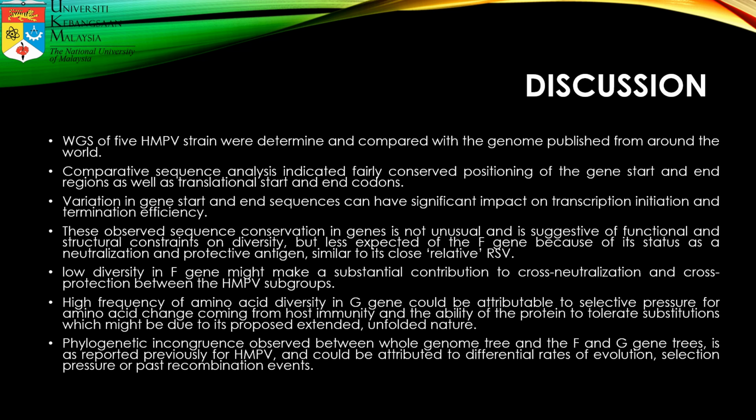For the G gene, they could attribute it to selective pressure for amino acid changes coming from host immunity and the ability of the protein to tolerate substitutions, which may be due to its extensively glycosylated nature. Phylogenetic incongruence between the whole genome tree and the F and G gene trees has been reported previously for HMPV and could be attributed to differential rates of evolution, selective pressure, or past recombinant events.